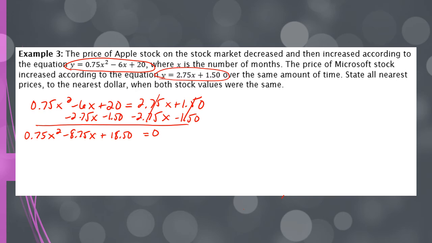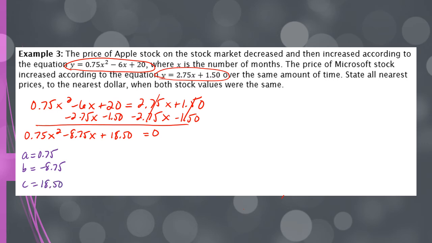Now at this point, usually I would say you can either factor or you can use the quadratic formula. I think factoring is kind of out of the picture. Even if we multiplied this whole equation by 100 so that we'd get rid of our decimals, our numbers would be astronomically large and it would take forever to figure out our numbers. So I think the quadratic formula here is our best bet. So I'm going to say that A is 0.75, B is negative 8.75, and C is 1850.